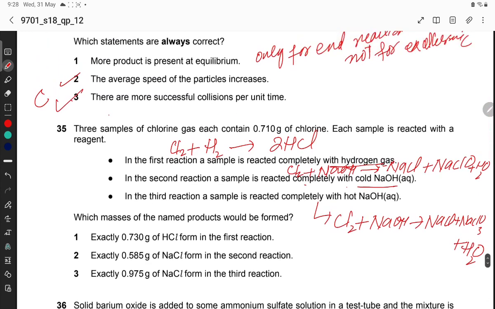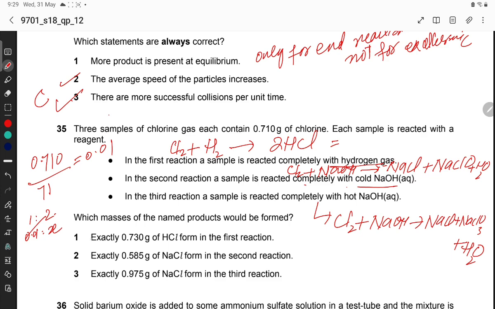So 0.710 divided by 71, the mass of chlorine, is 0.01 mole. So that is the moles of Cl2 in the first reaction. The ratio is 1:2, so 0.01:x.